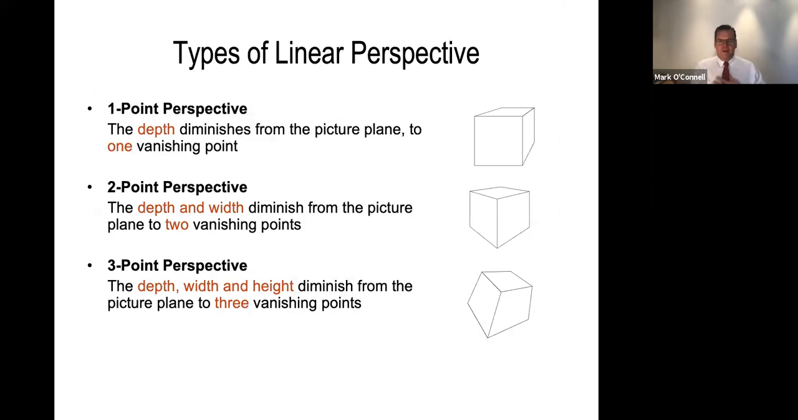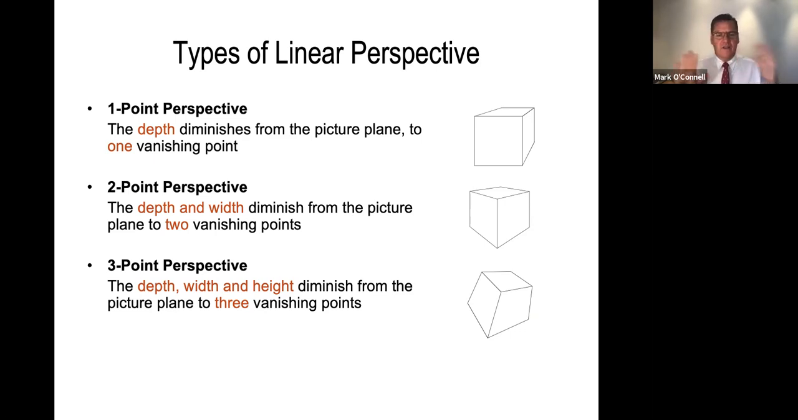Okay. So far we've talked about one point, which is the depth diminishes from the picture plane to one vanishing point. In two point, the depth and width diminish from the picture plane to two vanishing points. And in three point, the depth, width, and height diminish from the picture plane to three vanishing points.